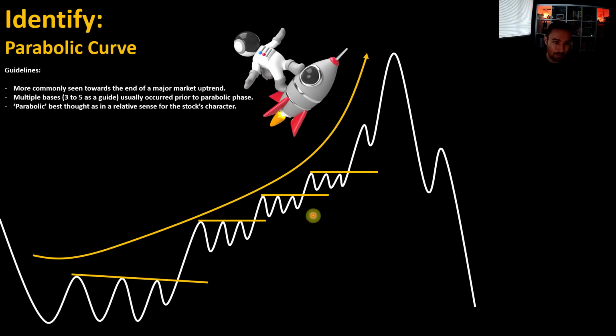Now let's do a parabolic curve. So these are the proverbial going to the moon stocks. More commonly seen towards the end of a major market uptrend, multiple bases, 3 to 5 as a guideline, usually occurred prior to the parabolic phase. So you can see base in here, base in here, base in here, base in here, and then the parabolic curve. Parabolic is relative to the stock's character. So parabolic for a microcap biotech stock is going to be very different to Amazon or Netflix going parabolic. Makes sense?